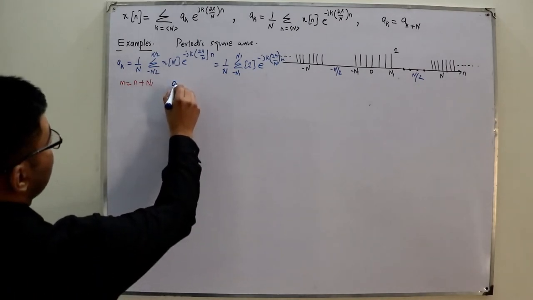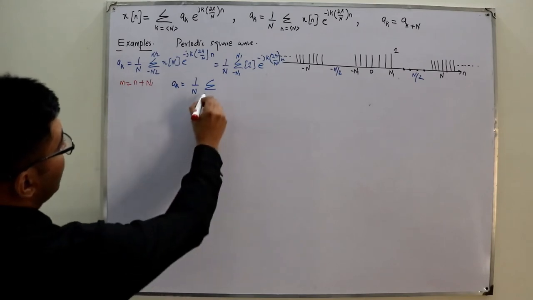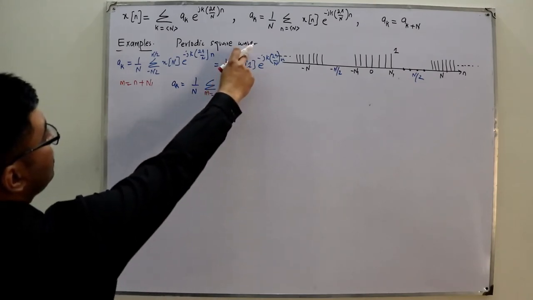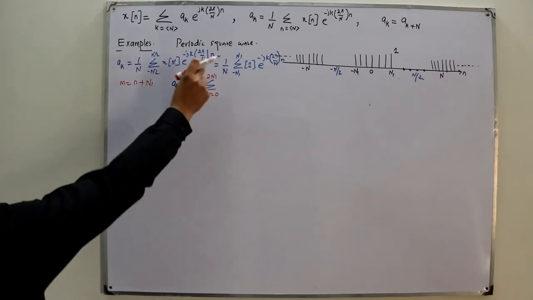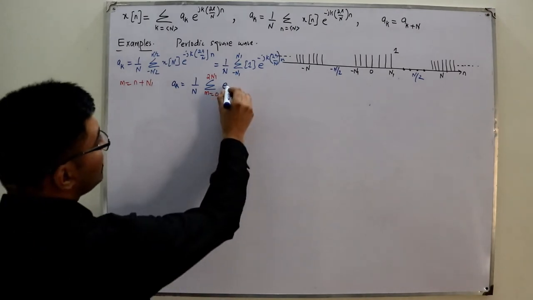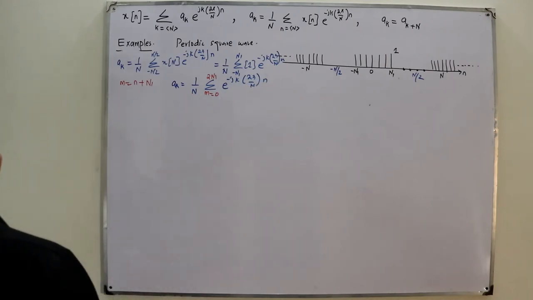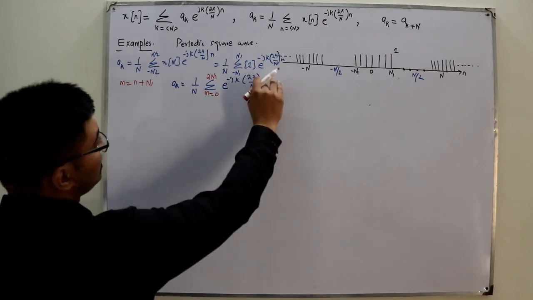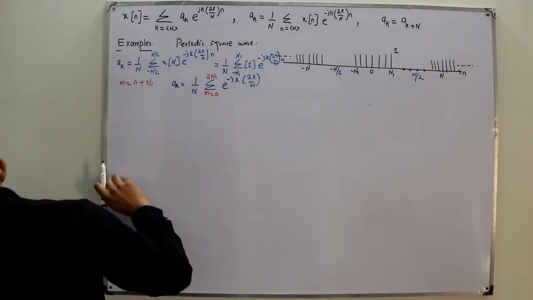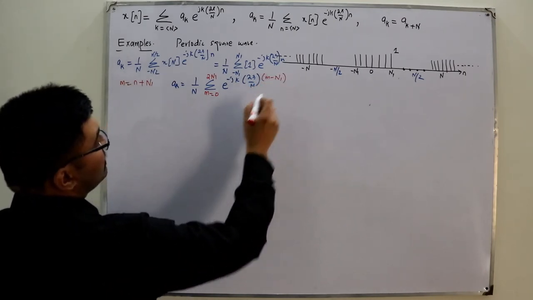So I can write that my a_k is equal to 1 upon N, and the summation would be from m equal to 0, and when n is equal to N1, m would be N1 plus N1, which is 2 times N1. So I go from 0 to 2 times N1, and inside I have exponential of negative jk 2 pi upon capital N into small n. Now small n, I forgot, is equal to m minus N1.